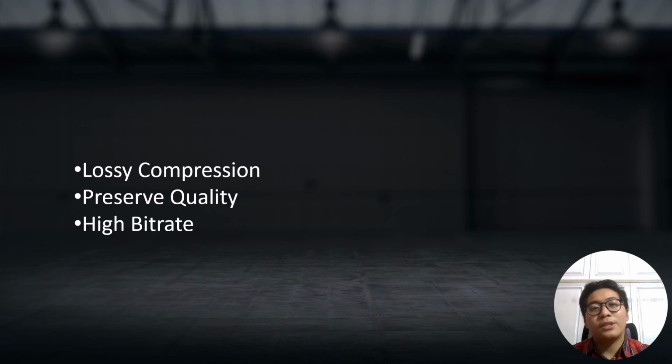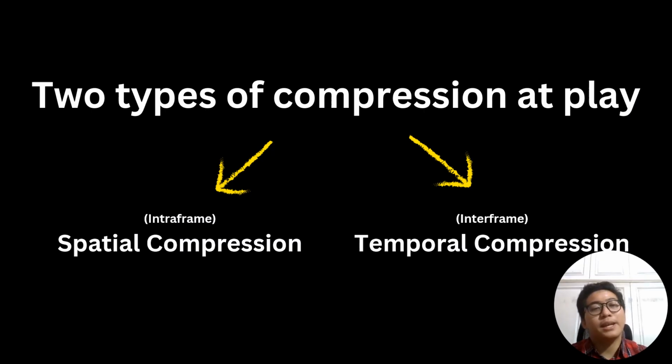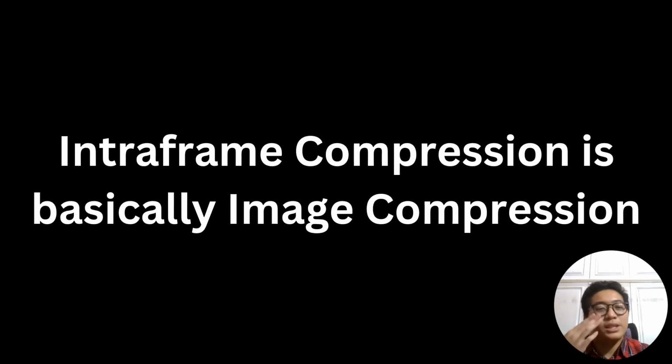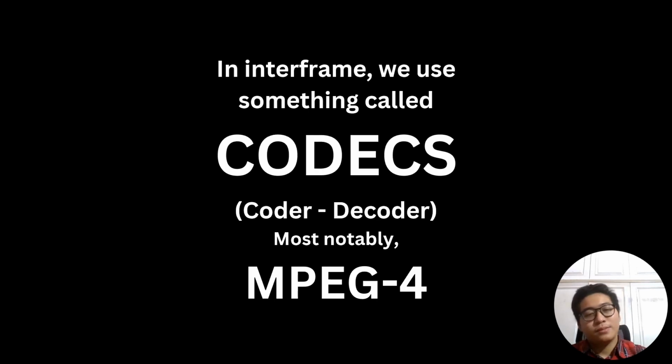An average video compression has two types of compression at play, which are intra-frame or spatial compression, which is a compression on a single frame of video, and interframe or temporal compression, which is a compression between frames. Intra-frame compression is basically just image compression, because you probably already heard intra-frame compression is just a compression of a single image or frame. In interframe, however, it is a whole different story.